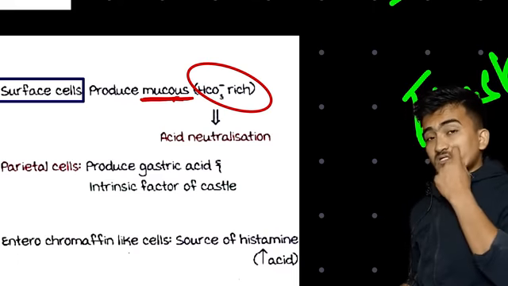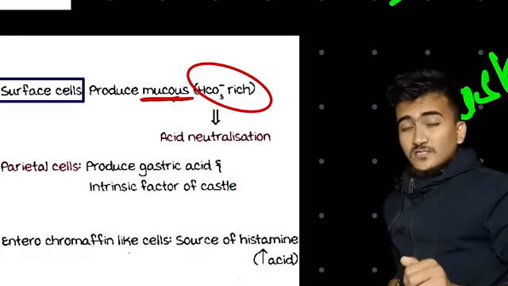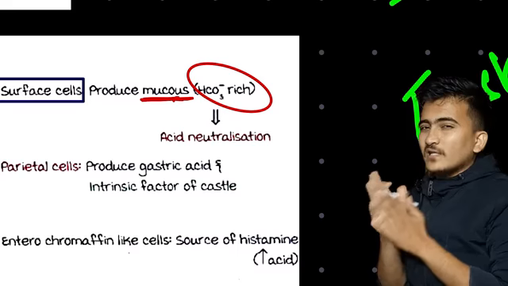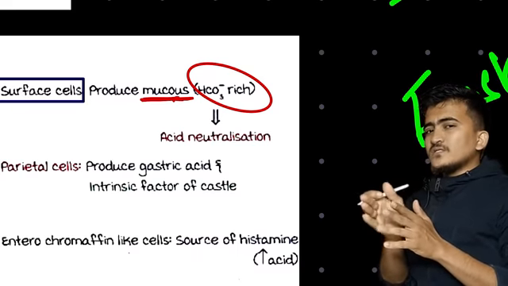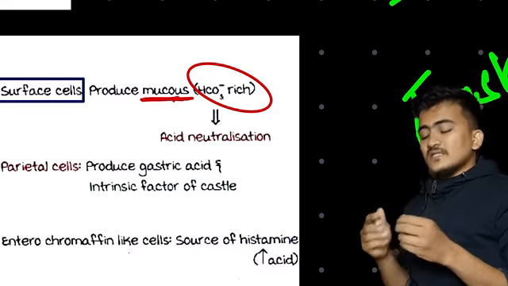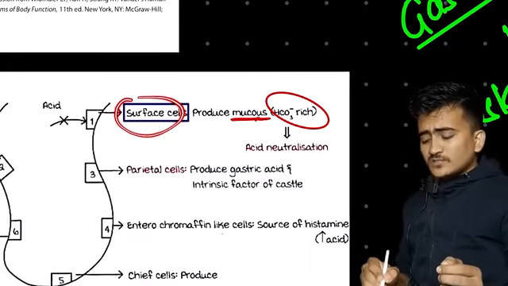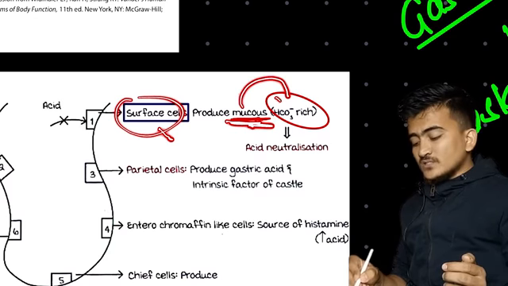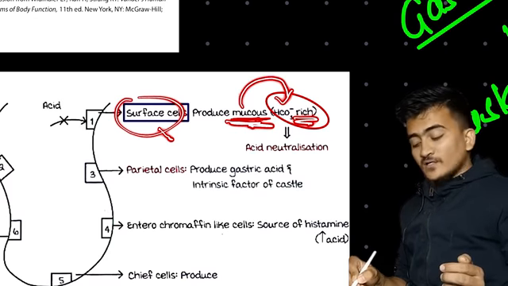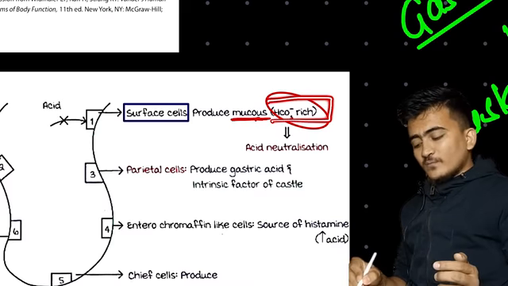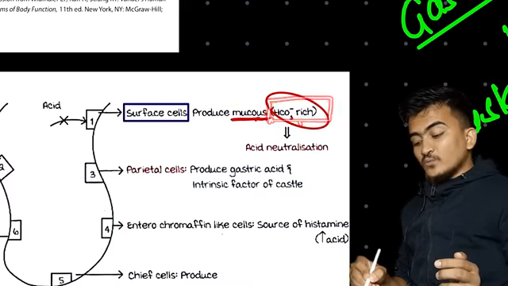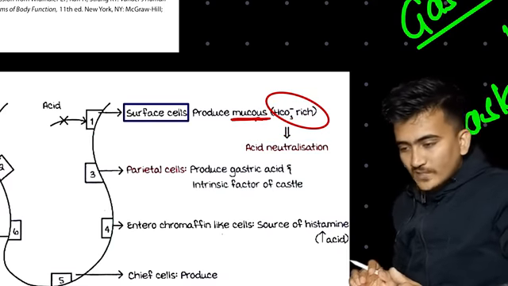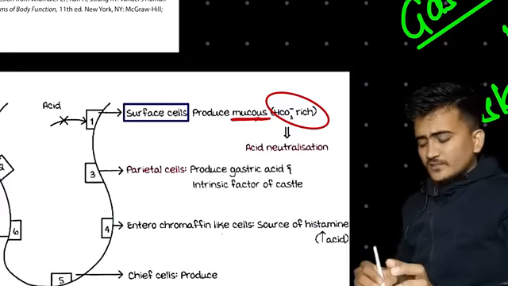Now we can relate. Our stomach contains HCl, which may erode our stomach lining, but it's not eroding because the stomach's surface consists of surface cells. These surface cells are producing mucus. The importance of mucus is that it is rich in bicarbonate ion, and as it is rich in bicarbonate ion, it is alkaline in nature and it will cause acid neutralization. That is the importance of the surface cell. So I think you're clear about surface cells.